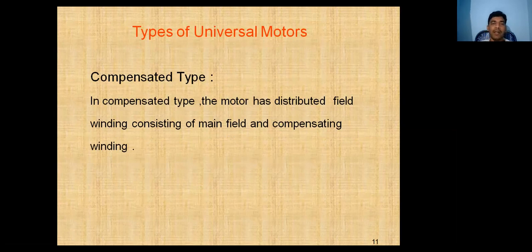In compensated type, the motor has distributed field winding consisting of main field and compensating winding.